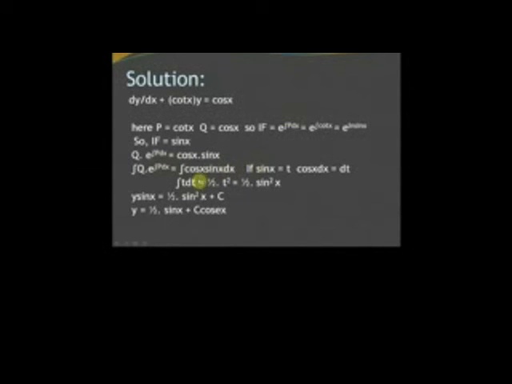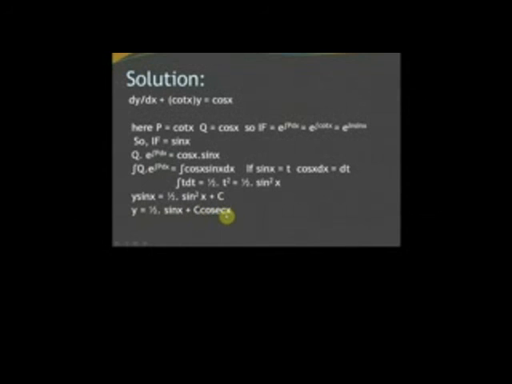Now to solve cos x into sin x dx, we make a substitution that sin x equals t. So cos x dx would be equal to dt, and hence this would become the integral of t dt, the integral of which is 1 by 2 into t square. We write t equal to sin x here to get this as equal to 1 by 2 into sin square x. Thus the solution is y into sin x equal to 1 by 2 into sin square x plus c, or we can write y equal to 1 by 2 into sin x plus c times cosec x.